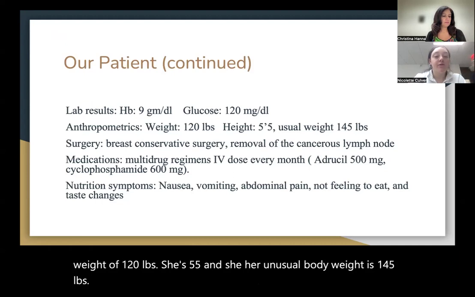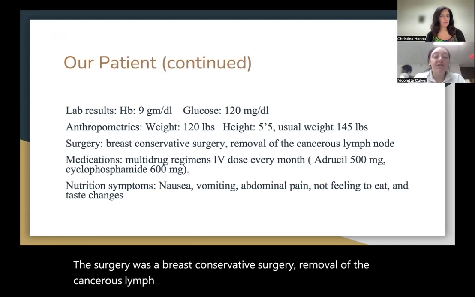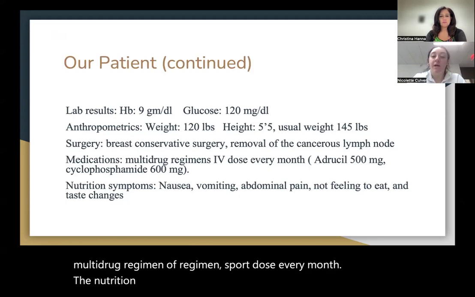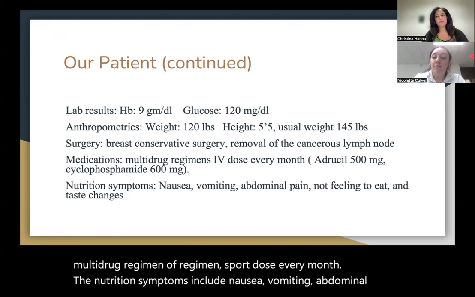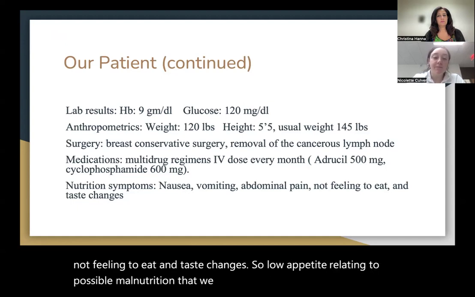The surgery was a breast conservative surgery, with removal of the cancerous lymph nodes. The medications she's currently on are a multi-drug regimen, dosed every month. The nutrition symptoms include nausea, vomiting, abdominal pain, not feeling like eating, and taste changes, so low appetite relating to possible malnutrition that we will discuss further.